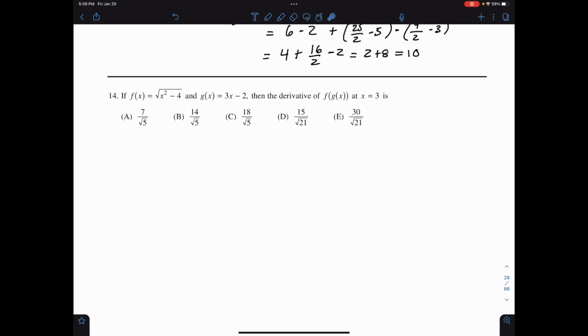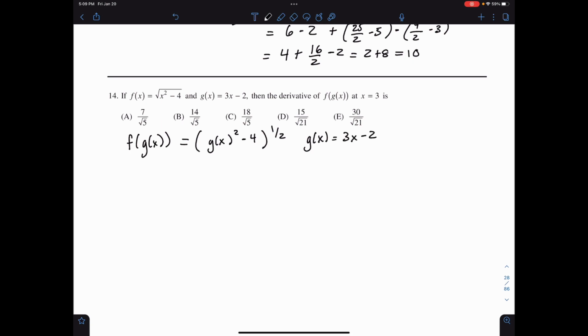You could do it that way, you might get the right answer, but a simpler way is to keep them as variables and then take the derivative without plugging things in. So what do I mean by that? F of g of x here is g of x substituted in wherever we see x. So this is equal to g of x squared minus 4 all to the 1/2, right? I'm going to leave it like that. And then we have g of x, which is equal to 3x minus 2.